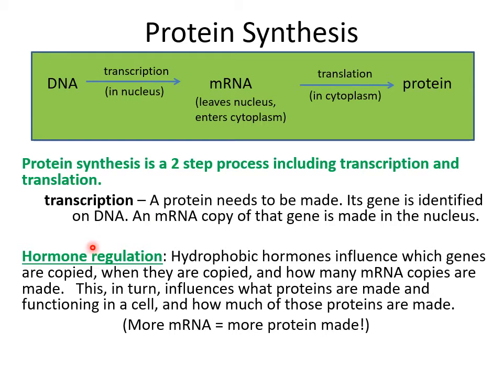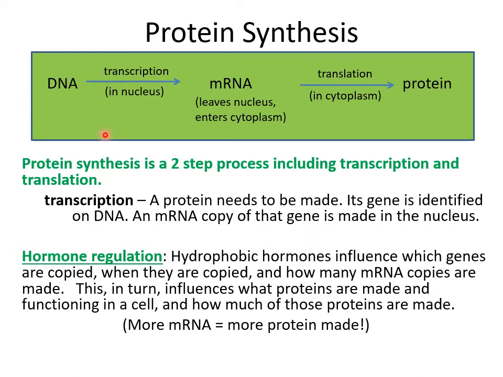Well, hydrophobic hormones directly influence this step right here. It directly influences what mRNAs are made and how many copies of each mRNA are made. If you make a lot of mRNA copies of the dopamine receptor, your ribosomes are going to make tons of dopamine receptors, and the cell is going to become increasingly sensitive to a dopamine signal.